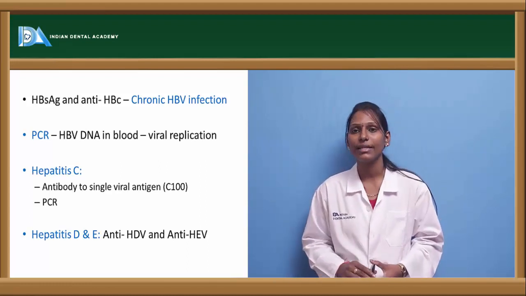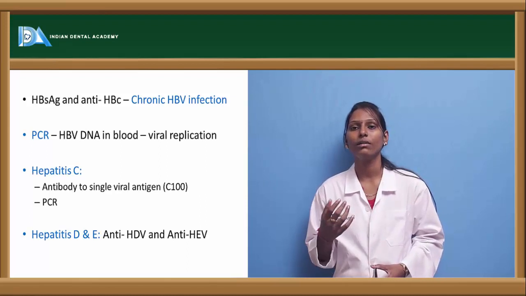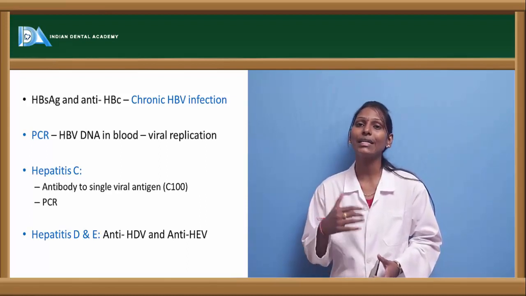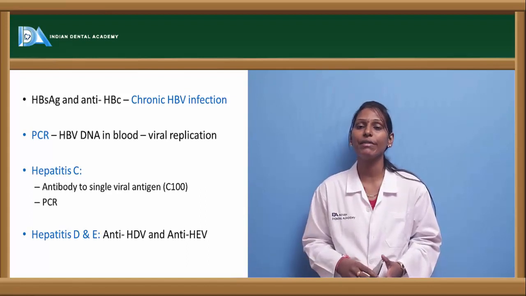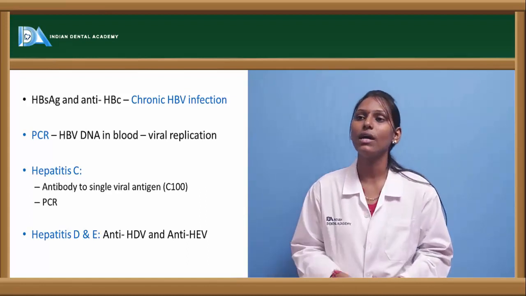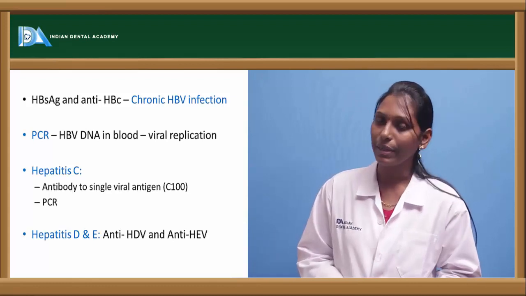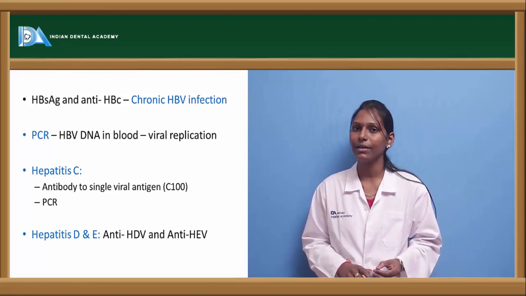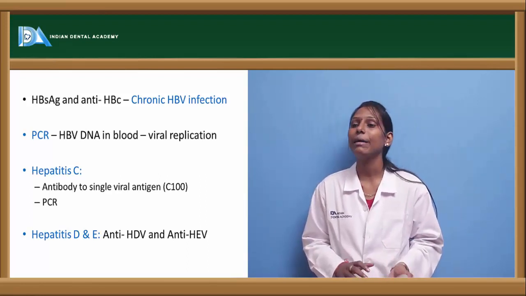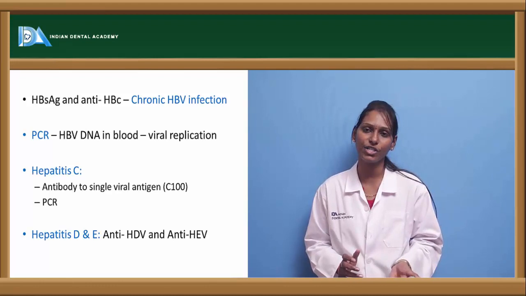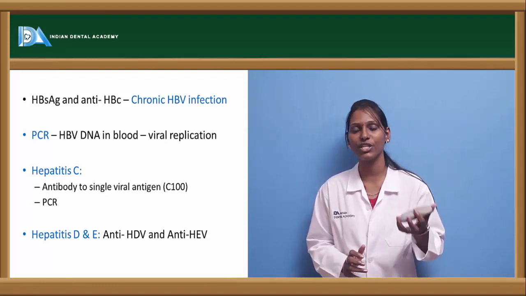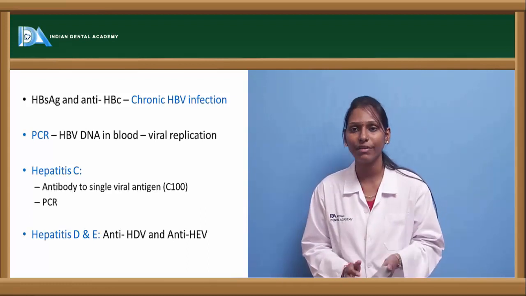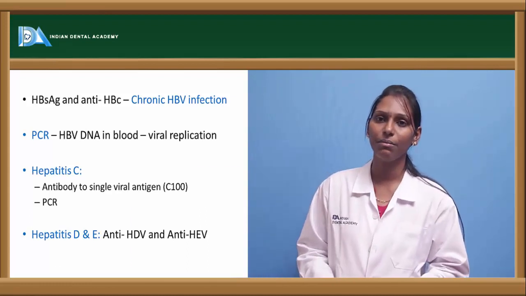PCR, that is polymerase chain reaction, is one of the gold standard tests which can be helpful in knowing the replication, especially of HBV DNA within the blood. For hepatitis C, the PCR test will be helpful, and the antibody against the single viral antigen C100 can be tested for. For hepatitis D and E, anti-HDV and anti-HEV can be tested within the blood.